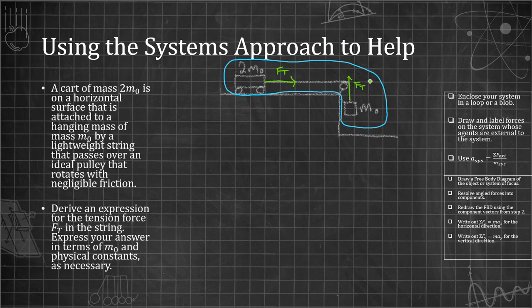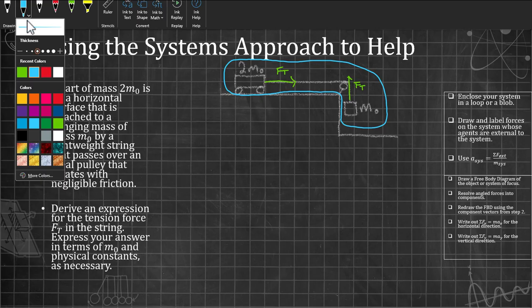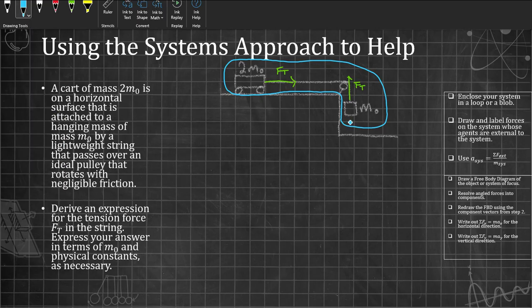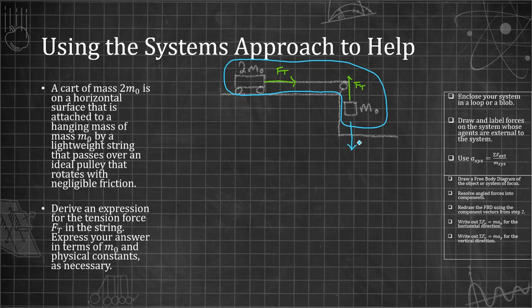So while the tensions were internal to the system, the gravitational force on the hanging mass is responsible for accelerating the system. Remember, the gravitational force and the normal force of the cart ended up canceling out and they don't affect the acceleration of the overall system. So we get that the acceleration of the system is just m times g divided by the total mass of the system, which is going to be 3 times m. So we get m times g divided by 3m, the m's cancel out, and we just get that the acceleration is g divided by 3.